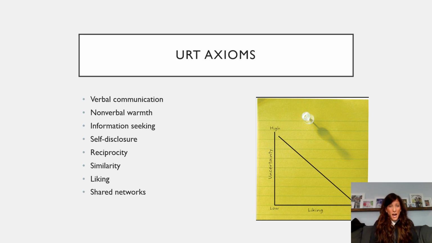Information seeking. There is a positive correlation. And this one throws people a little bit, so let me explain. Essentially what that's saying is the more uncertain we are, the more info seeking we need to engage in. So if uncertainty is high, so is information seeking. I'm going to ask a lot of questions.